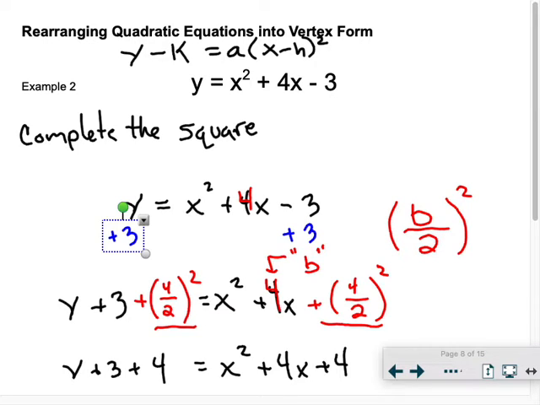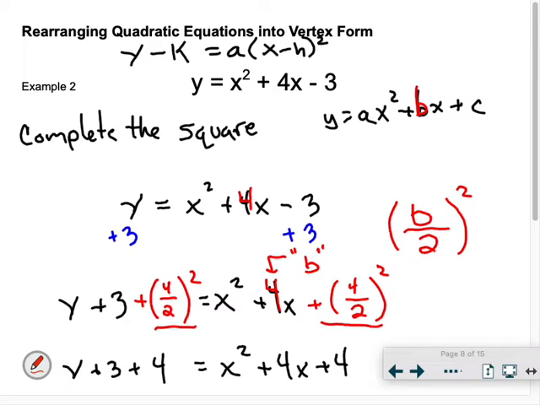And then if you remember standard form, right? Standard form is y equals ax squared plus bx plus c. So b, right here, b is the coefficient of the linear term, and we use that to complete the square, right? So what we're going to do is take b, which is right now 4, and cut it in half, right? b divided by 2, and then we're going to square it.